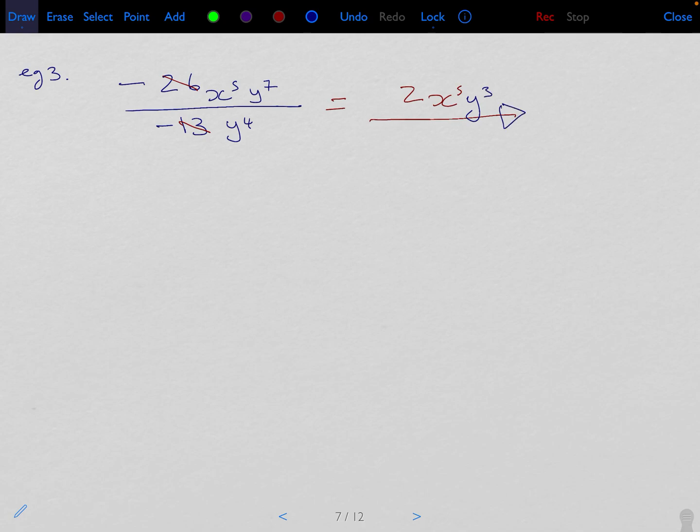and nothing at the bottom. So you can put this over 1. You'll look like a silly person, but you can if you want. But otherwise, it's just 2x to the 5 y cubed, right?